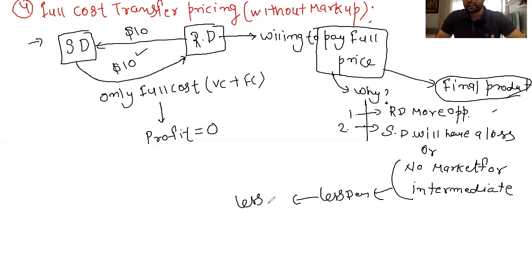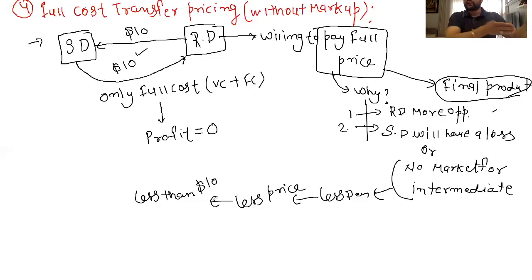So probably the price of that product will decrease. So price decrease means supply division has to sell at less than $10, right? Supply division has to sell at less than 10. If supply division will pay less than 10, supply division gonna have a loss, all right? So in order to support service department, receiving department willing to pay the full price, all right?